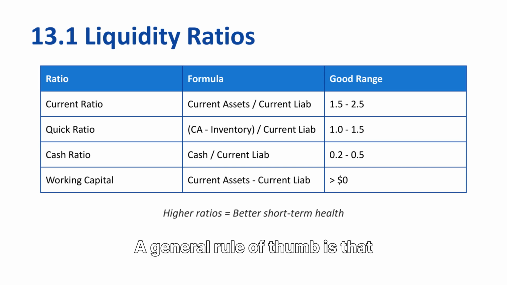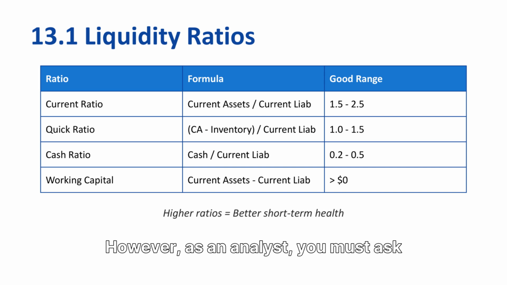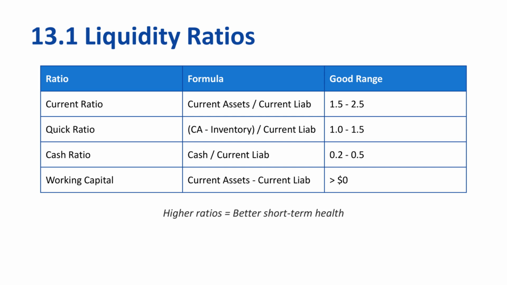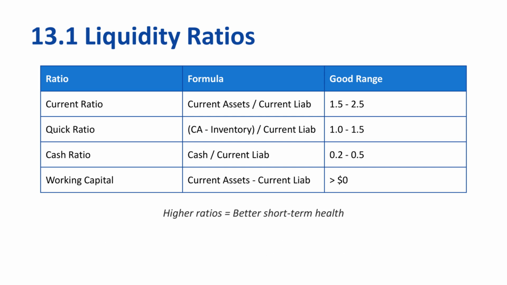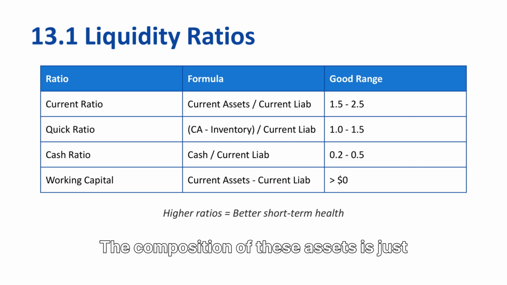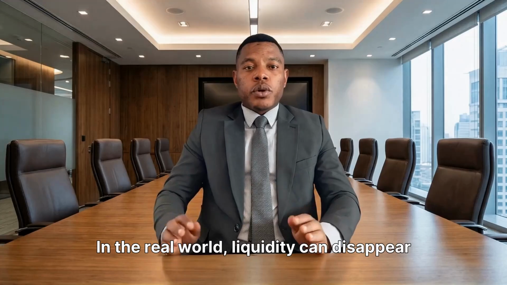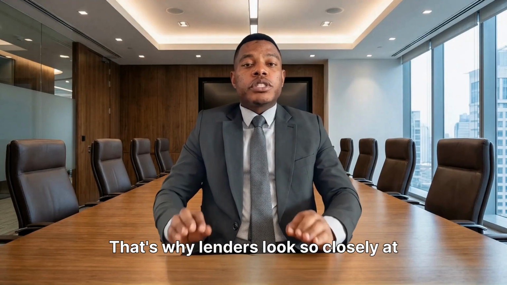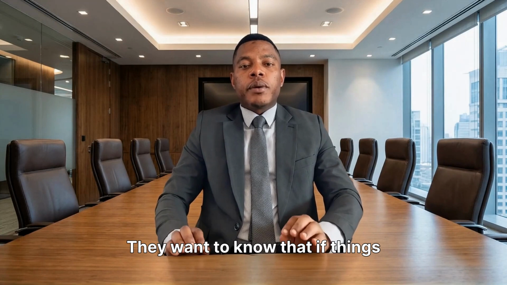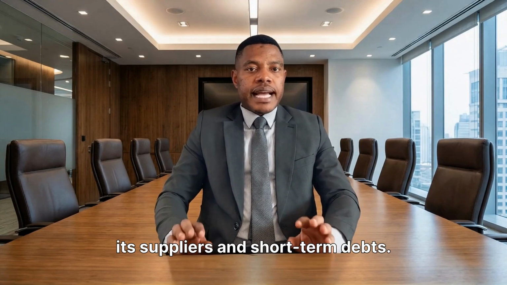A general rule of thumb is that higher ratios indicate better short-term health. However, as an analyst, you must ask why. Is a high ratio due to a healthy cash balance, or is it because inventory is sitting on the shelves too long? The composition of these assets is just as important as the final ratio itself. In the real world, liquidity can disappear overnight. That's why lenders look so closely at these numbers. They want to know that if things get tough, the company can still pay its suppliers and short-term debts.